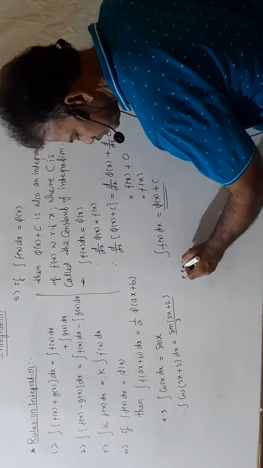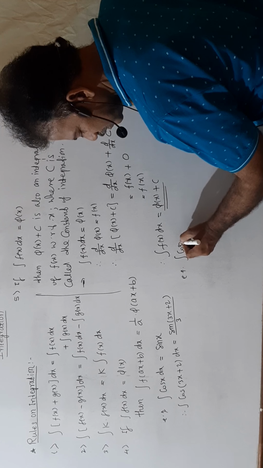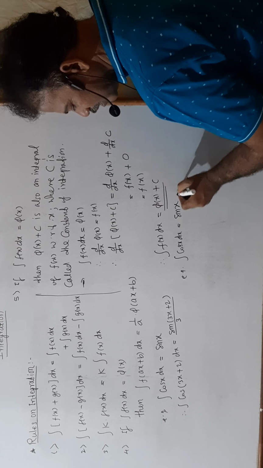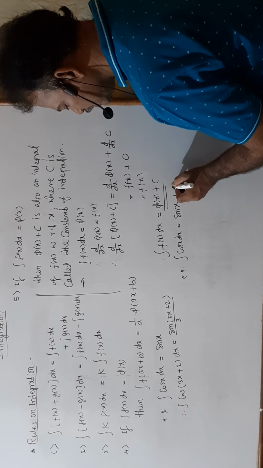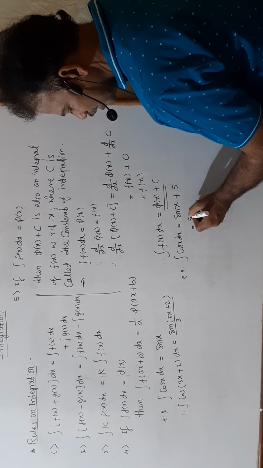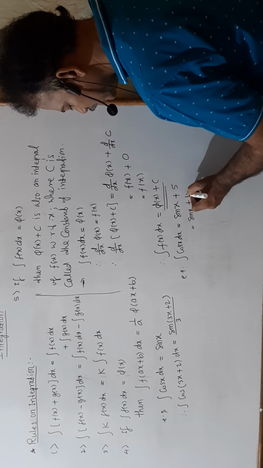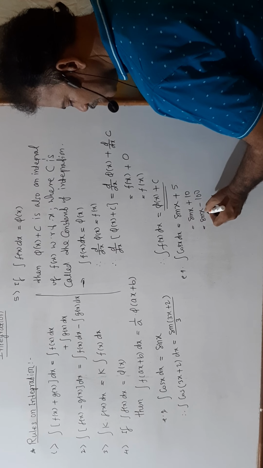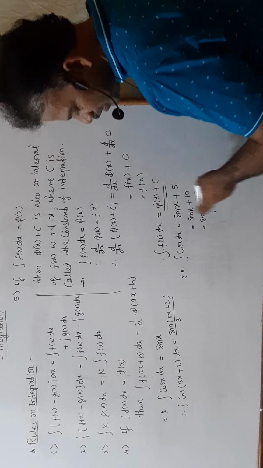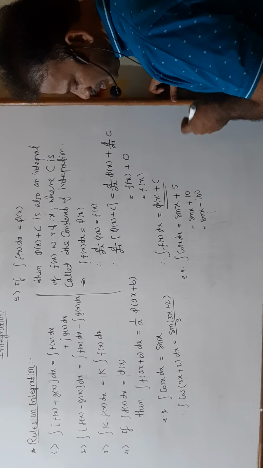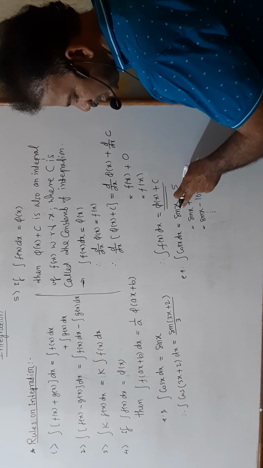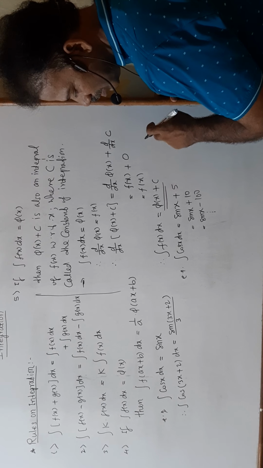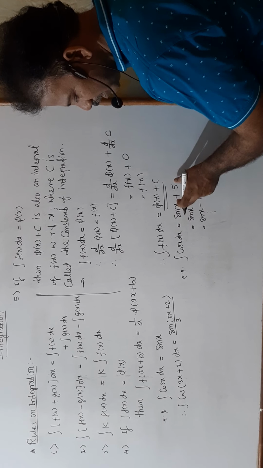For example, suppose you know the integration of cos x dx, you know the integration is sin x, and if I write here sin x plus 5, also I write sin x plus 10, sin x minus 100, and so on. Note that there are infinite equations, and if you apply the definition of integration, if you take the derivative of the right side, the derivative of sin x is cos x, the derivative of 5 is 0. So by definition, the integration of cos x must be sin x plus 5.